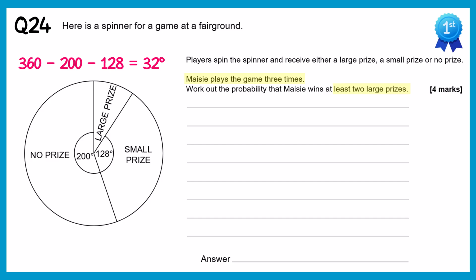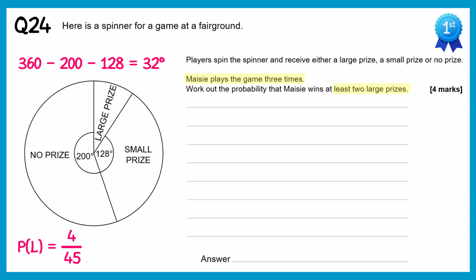This will allow us to give you the probability of winning a large prize on any given spin. So the probability of a large prize is the angle, which is 32, out of the total angle, which is 360. If you type this into your calculator, you'll see it will actually simplify to give you 4 over 45. That's going to be slightly easier to work with.